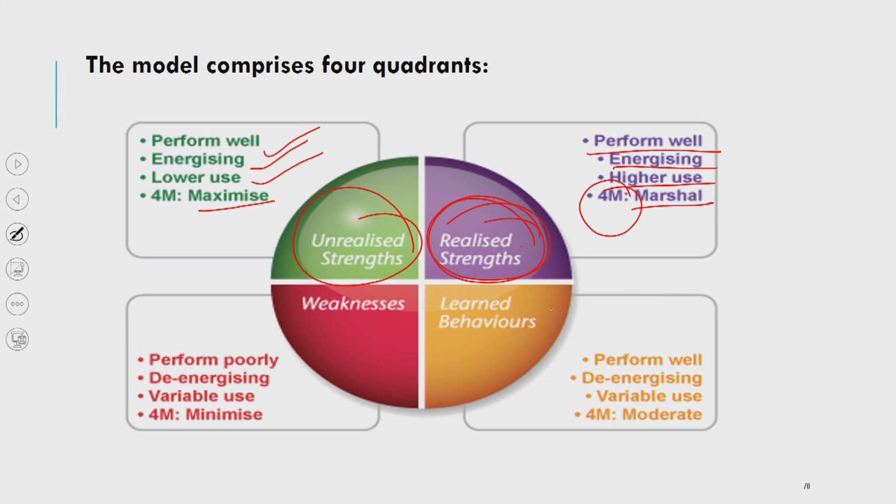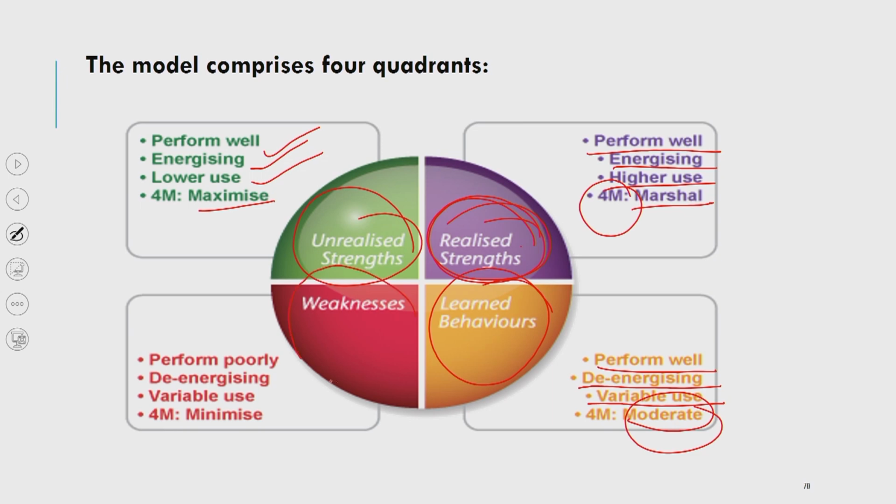The third category is learned behaviors. Certain behaviors we learn; they are not natural talents. They are related to good performance, but they are de-energizing. Their use is variable, sometimes used more and sometimes less, and in terms of advice, they should be moderately used. We'll see all these things, why moderately used, why something is maximized and so on.